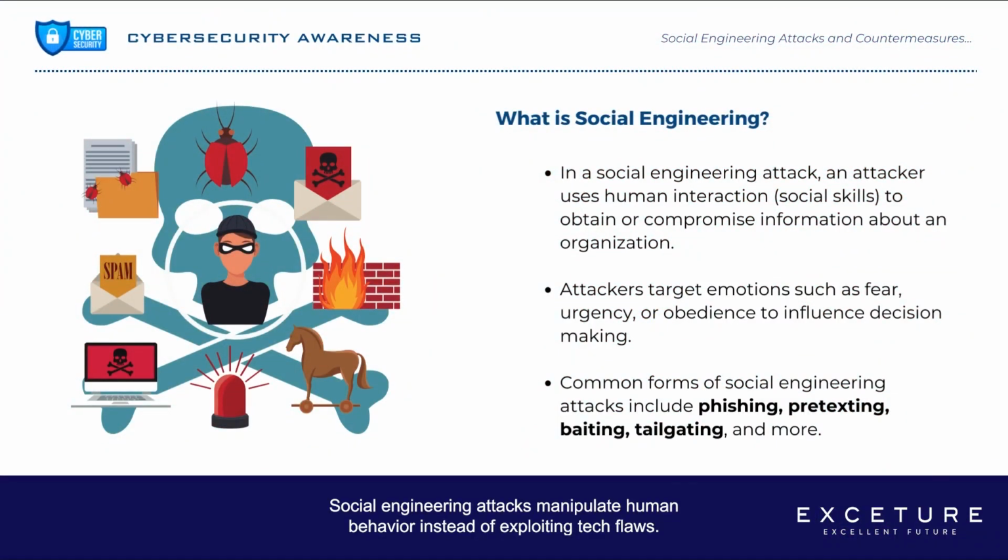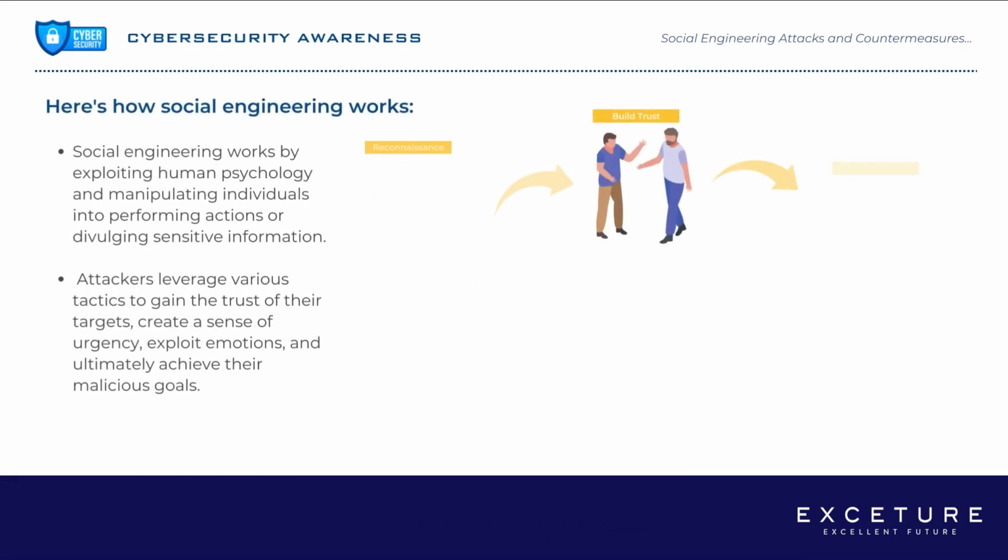Social engineering attacks manipulate human behavior instead of exploiting tech flaws. Attackers use tactics like posing as authority figures to gain trust and access sensitive information. Common methods include phishing, where attackers pretend to be legitimate to get data, and pretexting, where a fake scenario is created for the same goal. Others include baiting, leaving tempting items like USBs in public, and tailgating, following someone into secure areas.